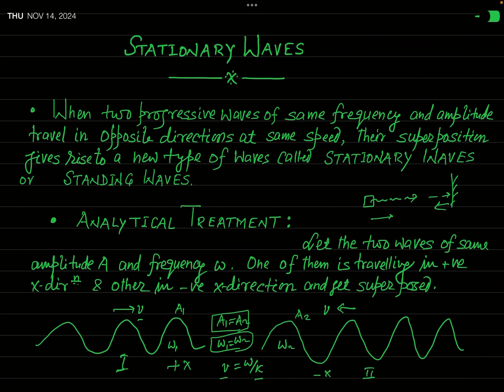Here I have considered two independent waves moving in opposite directions in such a way that they may superpose, and ideally we consider that the amplitudes of both waves are equal, the frequencies of both waves are equal, and they move with the same speed. In other words, you can also say that their wavelengths are also equal. Then due to the superposition of such two waves, a new type of wave will be formed, and that wave is called a stationary wave or a standing wave. Why it is called a stationary wave or a standing wave, we will see later on.